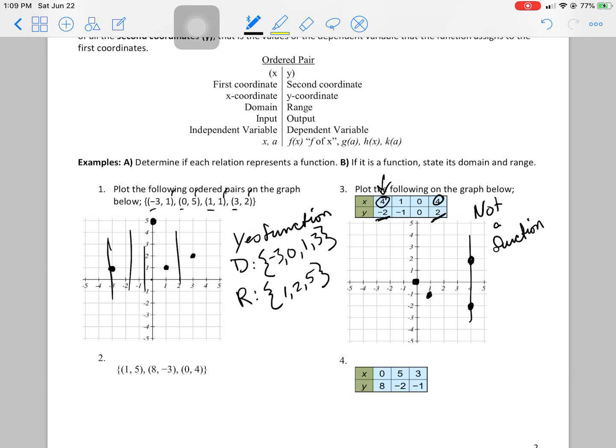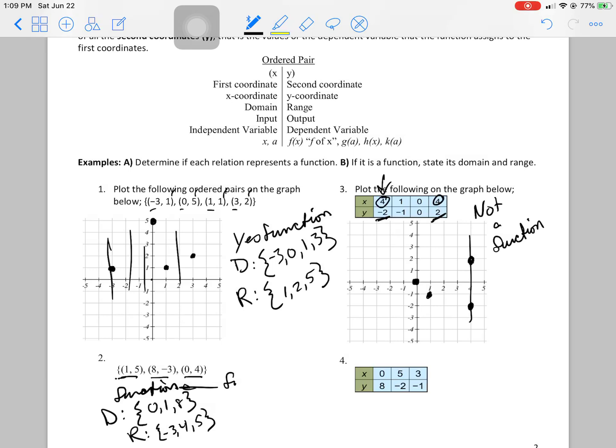Okay. How about this one down here? This is just a list in set notation. There's 1, 5. Let's see, all the x's are different, and that's good enough. So that's a function. All right, so the domain is what? 0 would be the first one, 1, and 8. It's just good practice to put them in order, especially if somebody has to check that you have them all. Negative 3, 4, and 5. That's the range of that function.